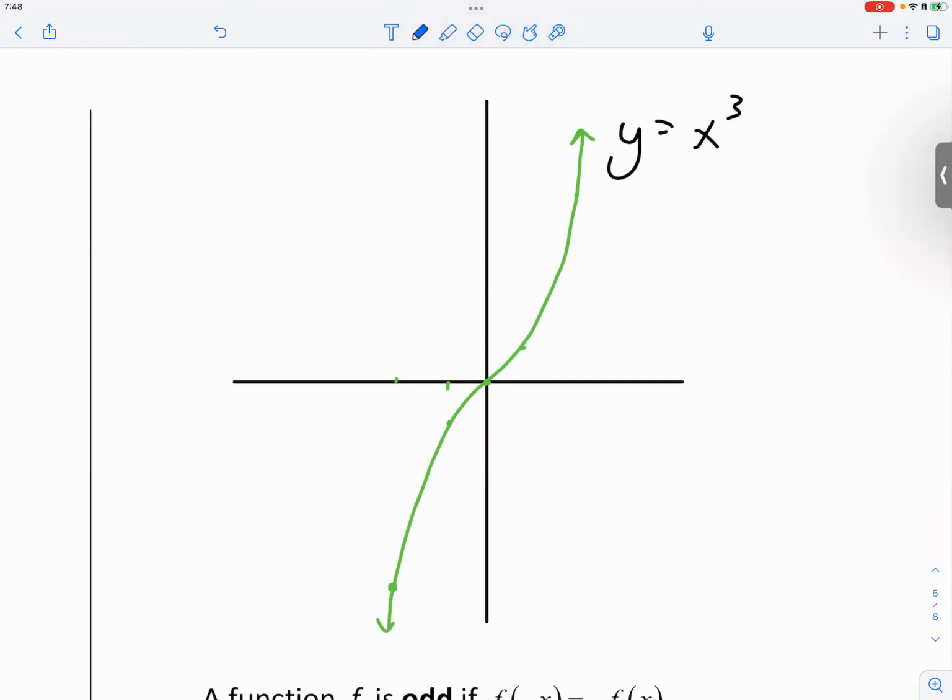Yeah, it's a reflection to what point? 0, 0. Good observation. Right now, this one is a reflection, but it's reflected to a point. It's reflected over the origin, okay, over 0, 0.